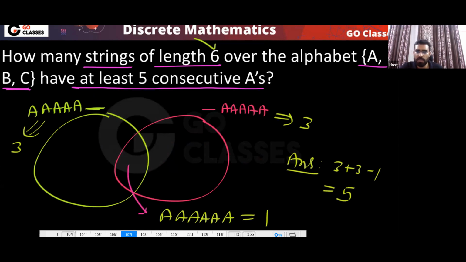Okay, very simple. Remember, the common case means it should start with 5 consecutive A's and it should end with 5 consecutive A's. So the only possibility is this.